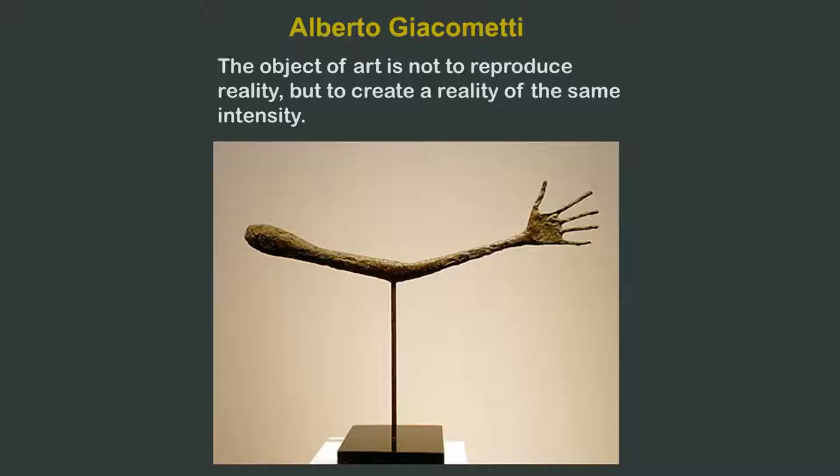Even if you look at Giacometti sculptures from very close, the figure will tend to move away from you because of its physicality, its thinness, because of its apparent tendency to disappear every moment you go close to that figure. So when Alberto Giacometti says that the object of art is not to reproduce reality, but to create a reality of the same intensity, you know what he is talking about.